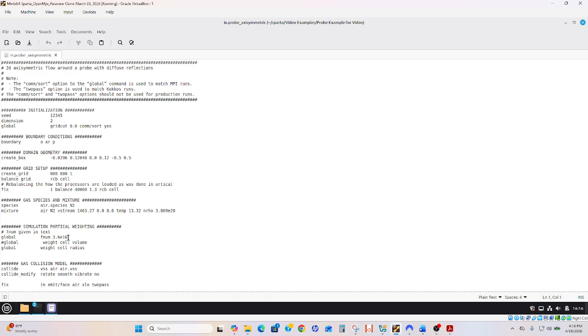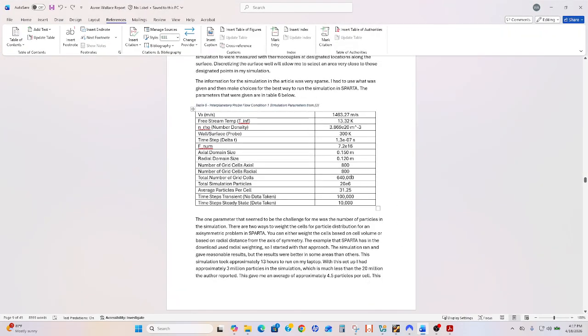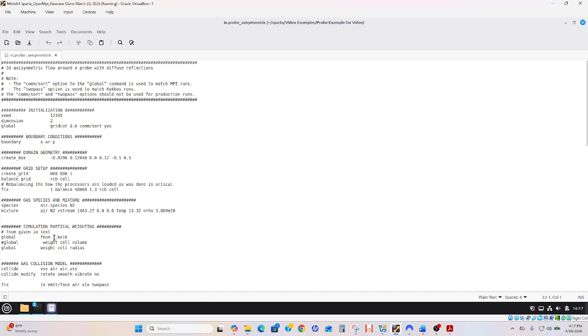And so what I decided to do was stay with the weighted cell radius, and then incrementally increase the number of particles by decreasing FNUM. This script here is the first time I've done it. I just divided 7.2 e to the 16 by 2, and then changed my FNUM to that. And that's where I get my 3.6 e to the 16. When I did this, I ended up getting between 6 and 7 million particles. And the results were actually a little better.